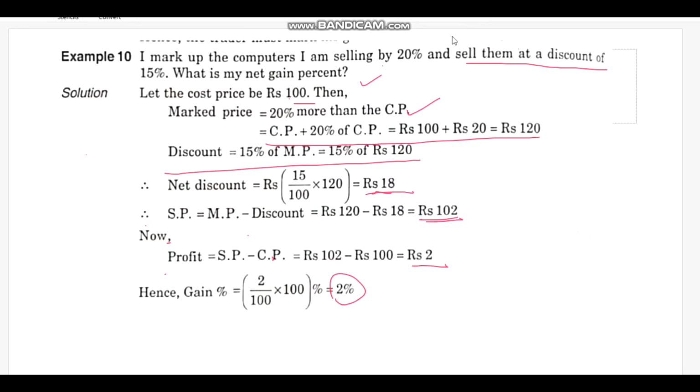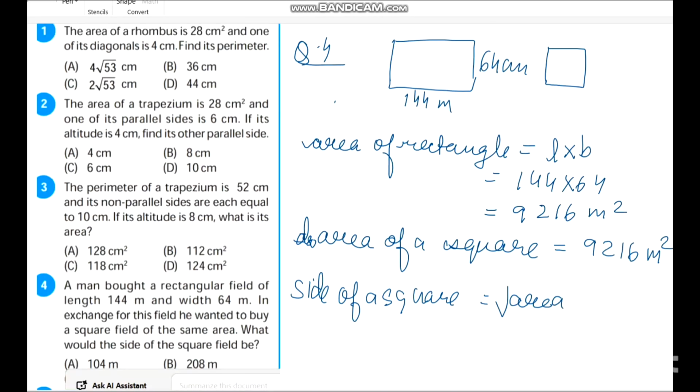Clear? Yes sir. Under root of area. Why under root of area, beta? Because I know that area is equal to L square. So I will be doing under root of 9216 is equal to your 96 centimeter. Okay, 96 centimeter will be the side of the square.